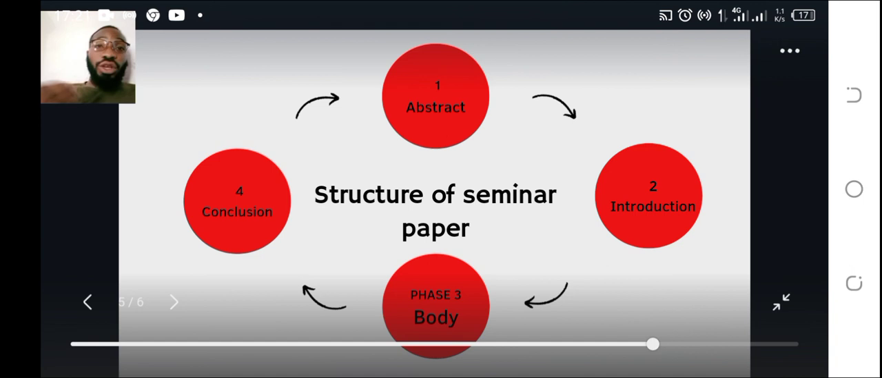The next thing is the conclusion. After getting these reviews, what can you conclude? And what can you recommend? Your conclusion will also contain your recommendation. Some schools might actually separate the conclusion and recommendation in the seminar paper. But for some, just go ahead and conclude your paper the way it is. And that is it.